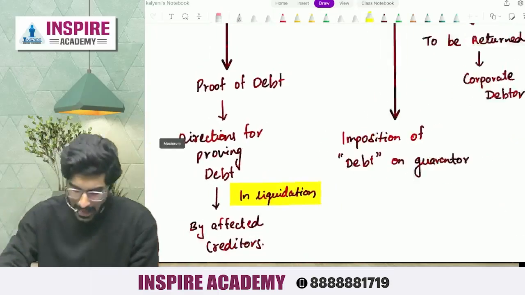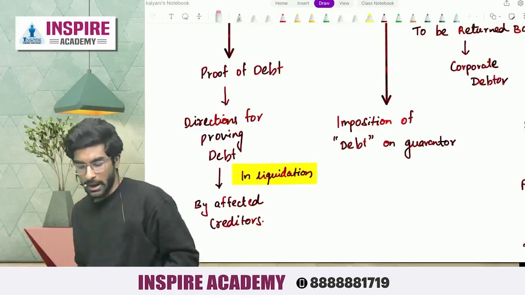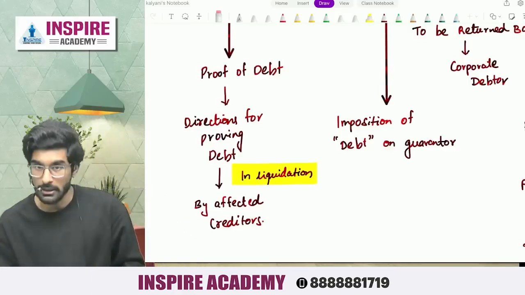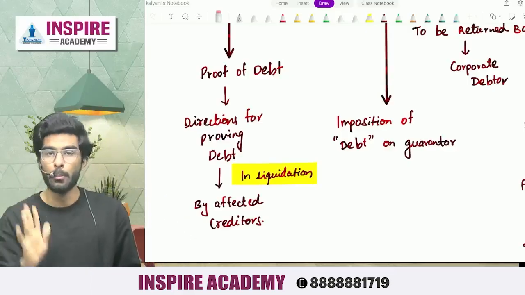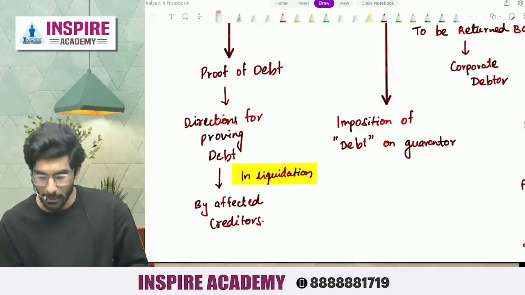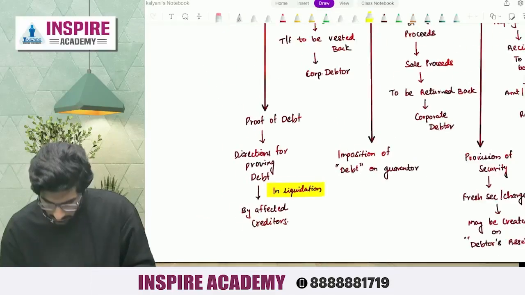Yes or no, people? And the last is proof of debt. NCLT can ask the creditors that you have to now again prove your debt obligations. Very easy, people.